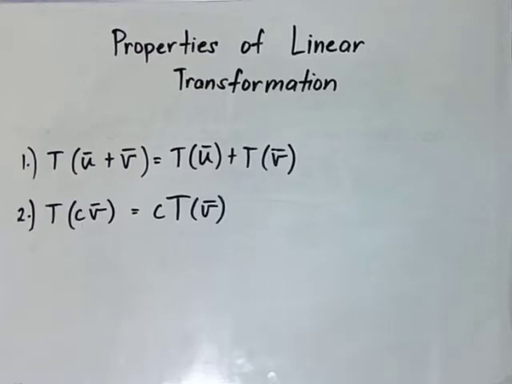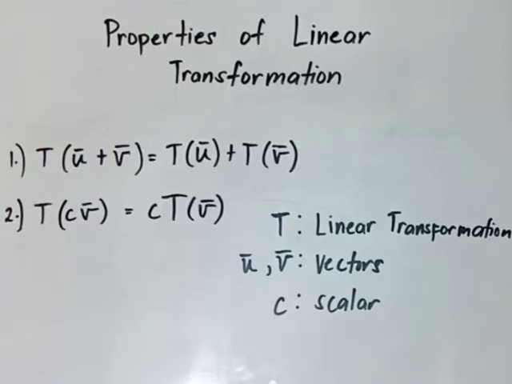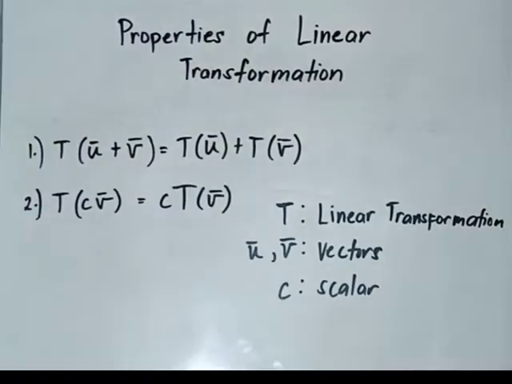So the first property says that the transformation of vectors u plus v is the same as the sum of the transformations of the two vectors. And the second one, the transformation of the product of the scalar and the vector v is also the same as the scalar times the transformation of vector v. But before we move on to that, let us first have these definitions. So T is a linear transformation, U and V are vectors, and C is the scalar.